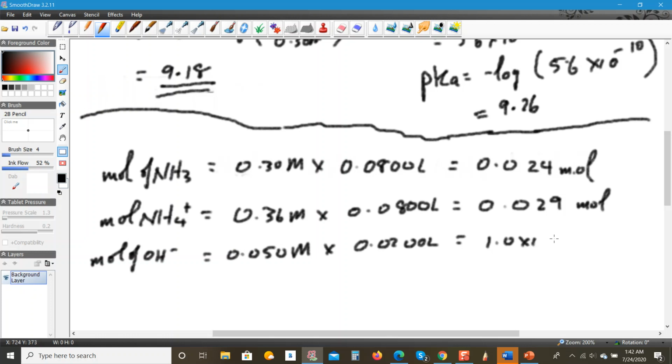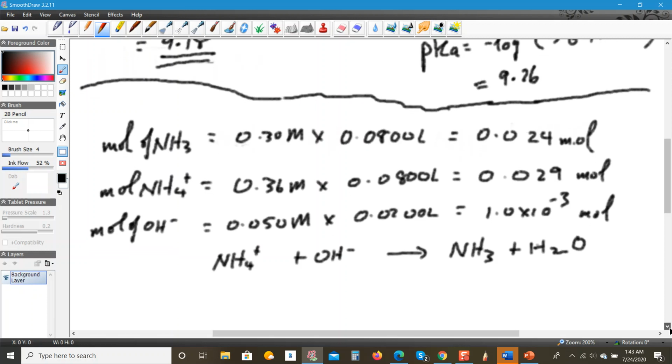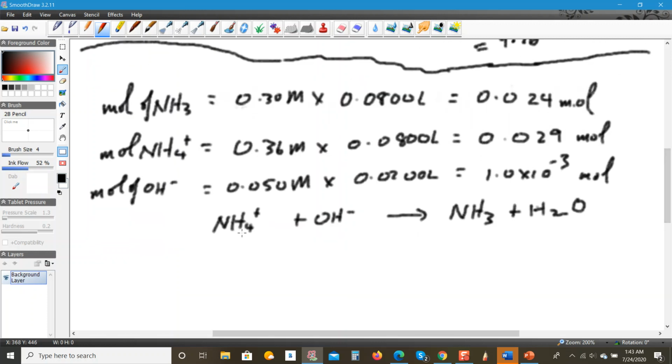So now I'm going to write the equation down here, which is, as I said before, the ammonium plus OH- to give ammonia plus H2O, all right? And based on this equation, I'm going to construct my ICE table. So let me scroll down a bit. So initial first, then change, then equilibrium.